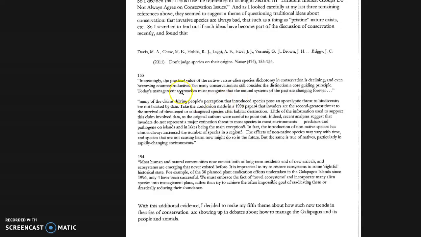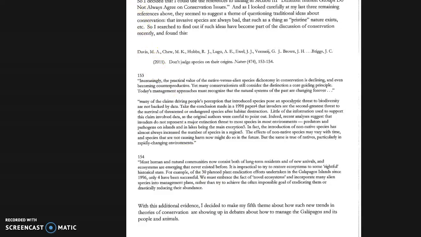And I found this article by Davis and others called Don't Judge Species on Their Origins, which told me that in fact some students of conservation, some scholars, are starting to think that ideas like alien species eradication and pristine environments are just unrealistic and also not even scientific. So I decided to make that the fifth theme of my paper, how such new trends in theories of conservation are influencing the debate about how to manage the Galapagos Islands and to manage tourism in that area.